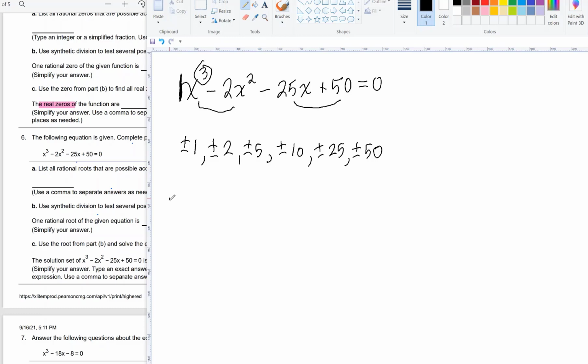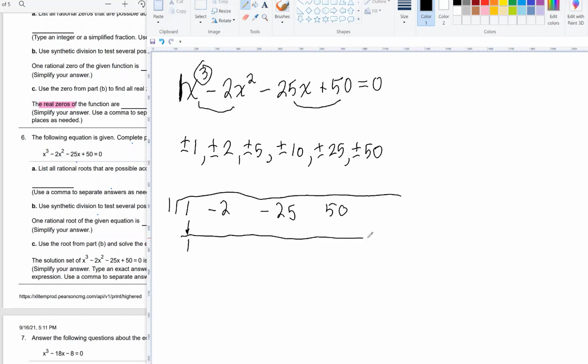So using synthetic division, you get 1 on the outside, and then your coefficients 1, minus 2, minus 25, and plus 50. And you bring down the 1 and you start your multiplication. 1 times 1 is 1. Add, we get negative 1. 1 times negative 1 is negative 1. Add, you get negative 26. 1 times negative 26 is negative 26. Add, you get 24. That's not a 0, therefore 1 is not a solution.